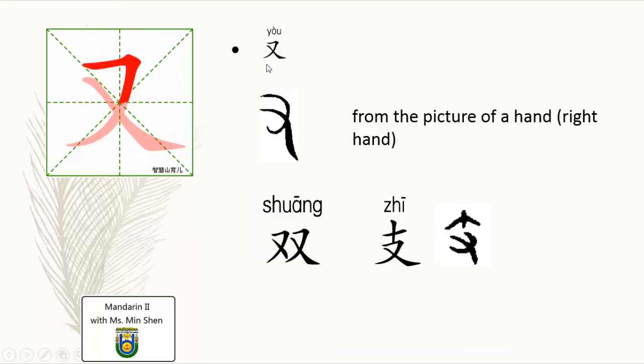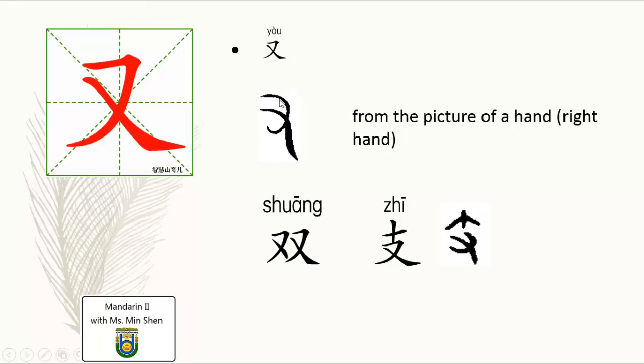You, from the picture of a hand, and especially a right hand. So you can see this is the ancient character, and there are fingers together with the palm. Especially the right hand; if it's a left hand, more or less it's still the same shape, but the fingers are here and the palm at the other side.